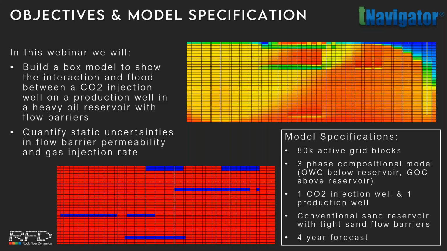So we'll put a few variables in there and just do a quick Latin hypercube just to show you the integration within tNavigator. The model spec we're using is 80,000 active grid blocks. I'm using a little laptop here, so this is enough for the laptop. It's a 3-phase model. We won't actually see all 3 phases, but the water will contact us below, so we'll see the oil and gas.